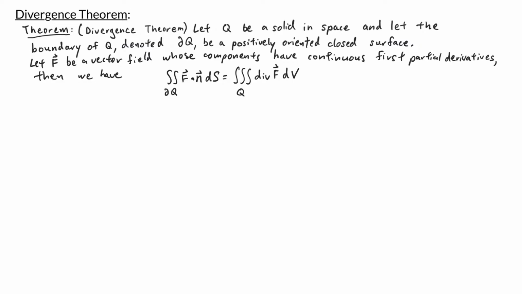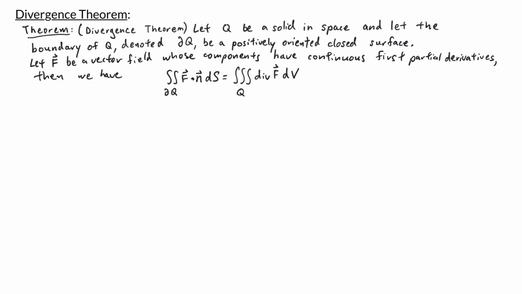In the divergence theorem, we have a surface integral over a closed surface, and we're going to transform it into a triple integral over the region enclosed by that surface. So here's the divergence theorem. Let Q be a solid in space, and let the boundary of Q be a positively oriented closed surface, meaning the unit normal vectors point outwards.